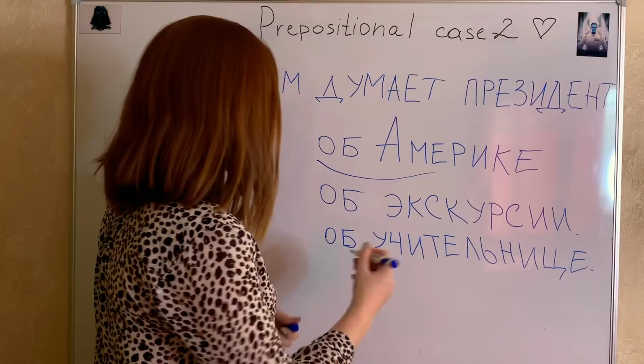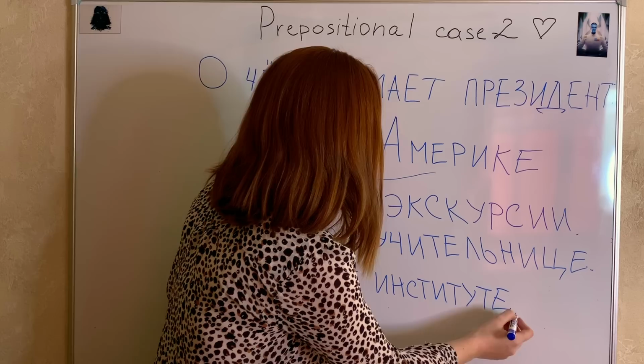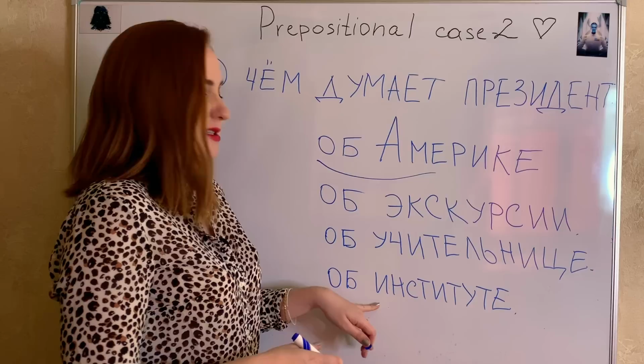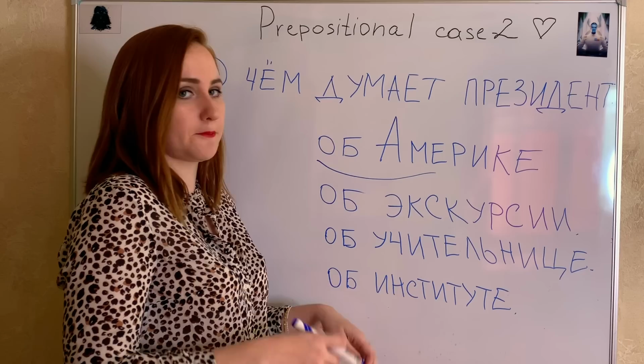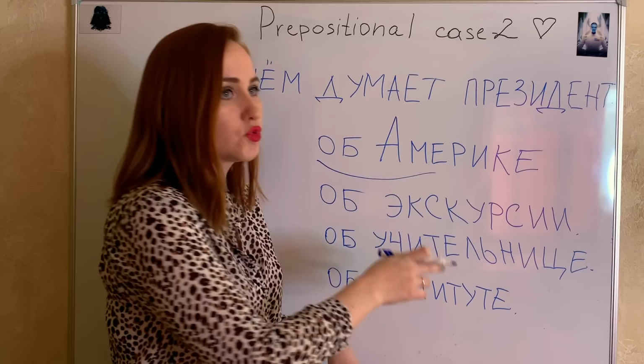Об институте. Об институте. Again, об институте. With E, it's especially interesting when it comes to pronunciation because it kind of turns to U. It's not "об институте." No. Again, because of its E, it's just easier to articulate. Об институте. You hear об институте. Repeat after me. Об институте.